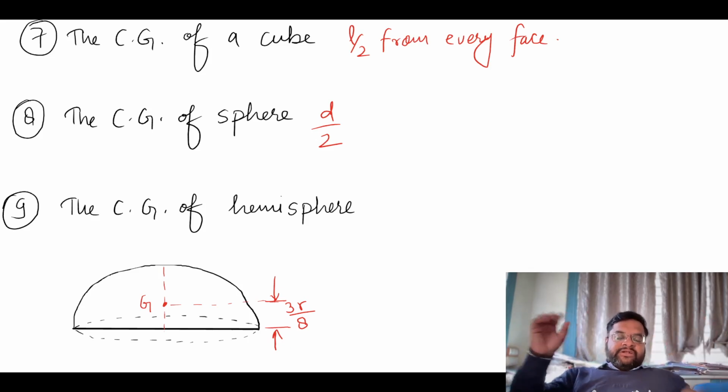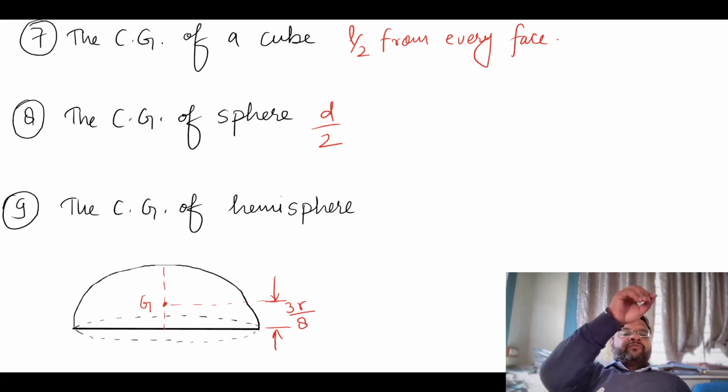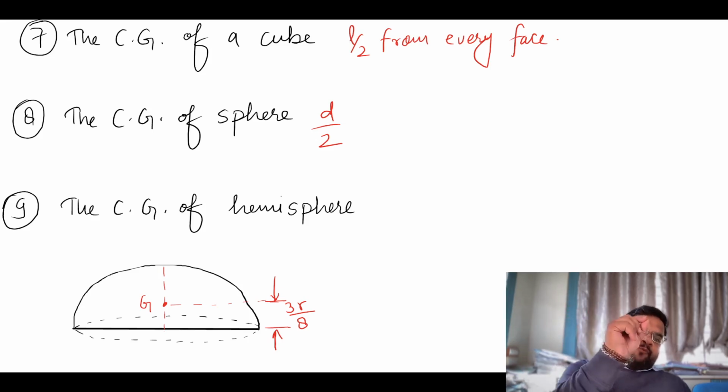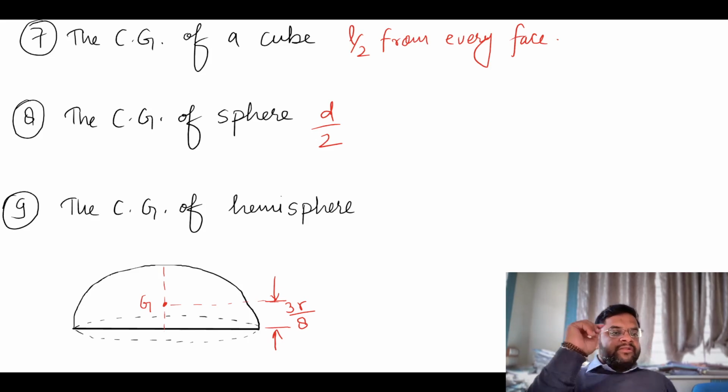So the center of gravity of the cube is L by 2, meaning if the length of your wall is L, then L by 2 from every face. The next is the center of gravity of a sphere. The center of gravity of a sphere, a ball, is D by 2, where D is the diameter. So at the midpoint, okay.